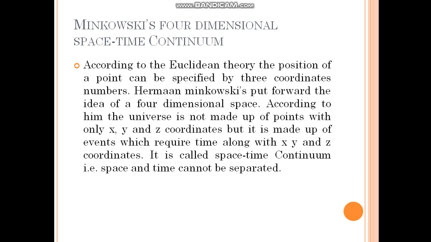Minkowski's four-dimensional space-time continuum. According to the Euclidean theory, the position of a point can be specified by 3 coordinate numbers. Hermann Minkowski put forward the idea of four-dimensional space. According to him, the universe is not made up of points with only x, y, z coordinates, but it is made up of events which require time along with x, y, and z coordinates. It is called space-time continuum. That is, space and time cannot be separated.